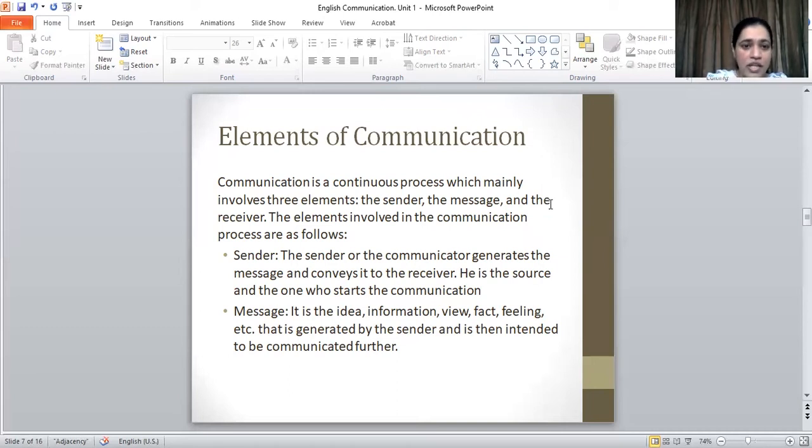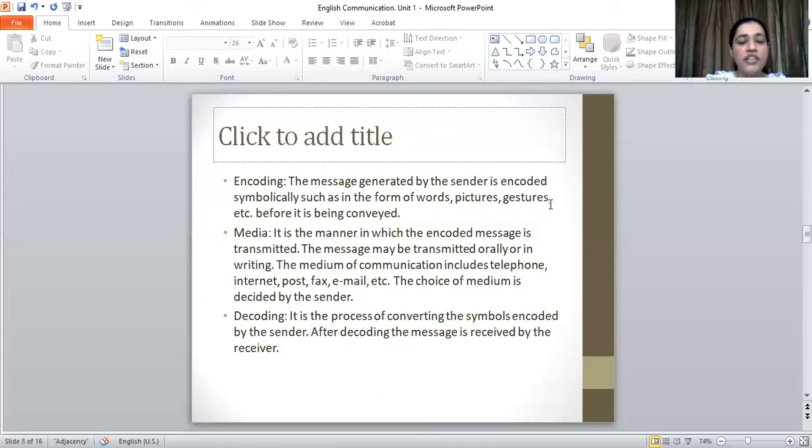Elements of communication. Communication is a continuous process which mainly involves 3 elements. We've seen this: the sender, the message, and the receiver. The elements involved in the communication process are as follows. Let's get this clarified. The first and the most important is the sender. The sender, or the communication generator, in general, is the person who generates the message and conveys it to the receiver. He's the source and the one who starts the process of communication. The message is the idea, the information, the view, fact, feeling, etc., that is generated by the sender and is then intended to be communicated further.